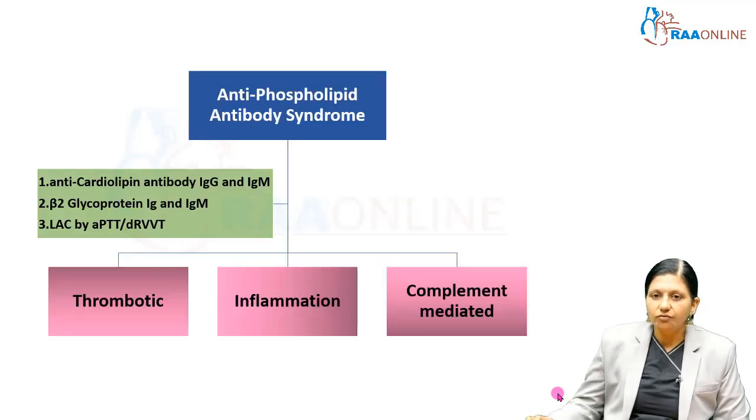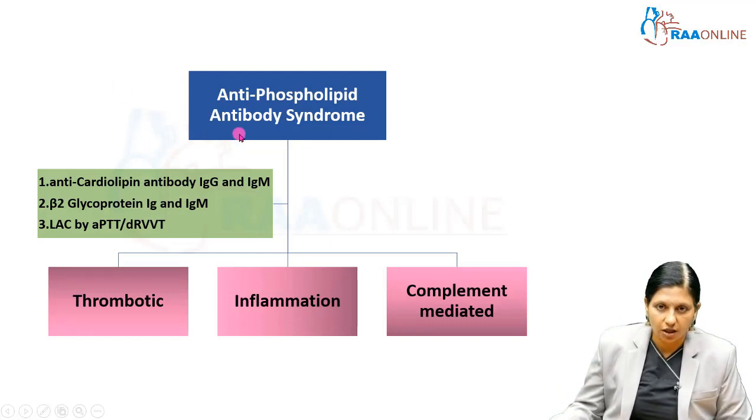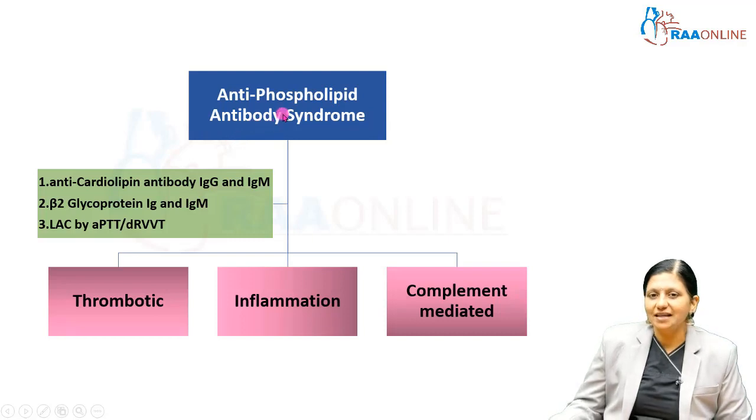So when we say antiphospholipid antibody syndrome, we should not test for antiphospholipid antibodies. It is actually a misnomer. So what we should actually be testing to diagnose antiphospholipid antibody syndrome is anticardiolipin antibody IgG and IgM, beta-2 glycoprotein IgG and IgM, and lupus anticoagulant by activated partial thromboplastin time or diluted Russell viper venom test.